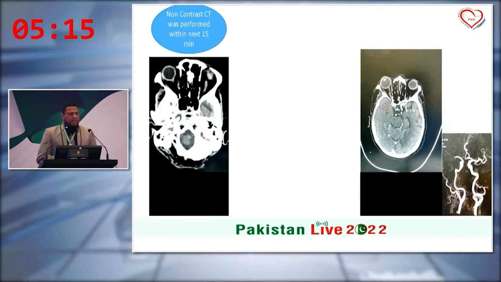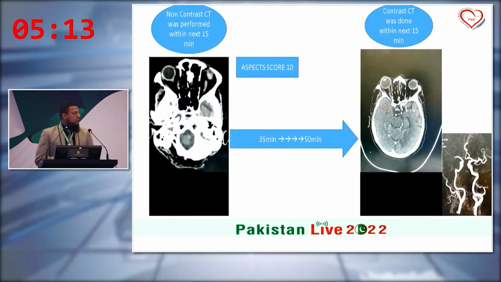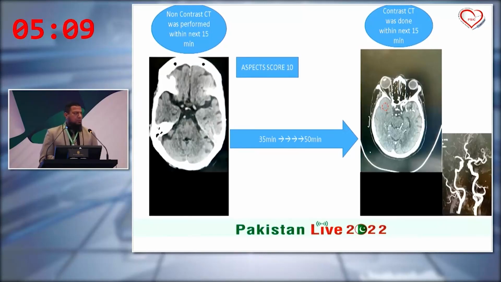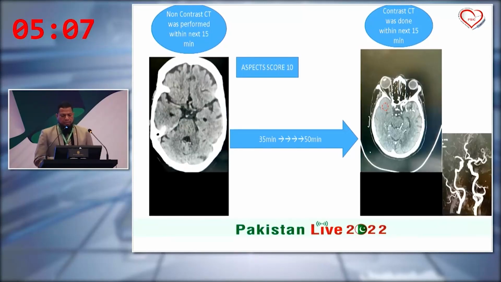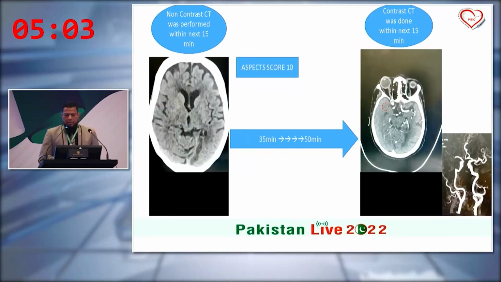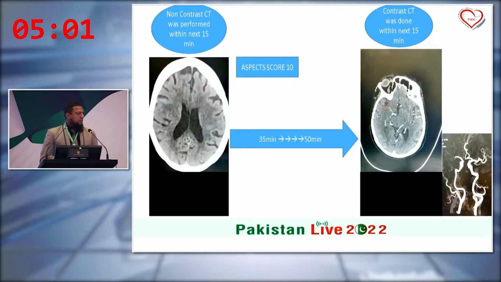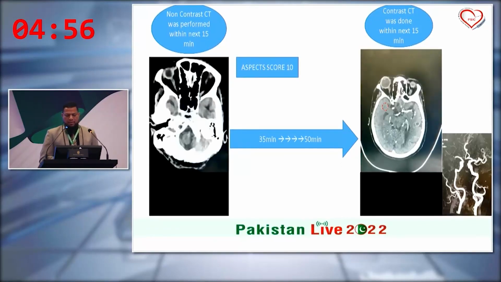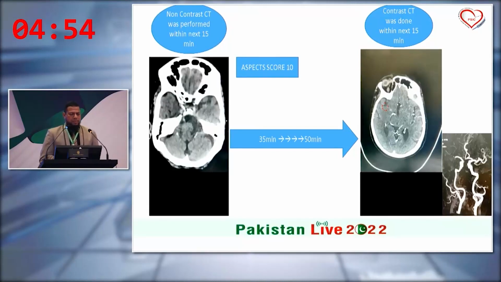Within the next 15 minutes, she was taken for the non-contrast CT, and that ruled out the bleed, and her ASPECT score turned out to be 10. Within the next 15 minutes, her contrast CT was performed, and here we noted that there was an occlusion, a cutoff in the right middle cerebral artery, MCA. We can appreciate this in both views.